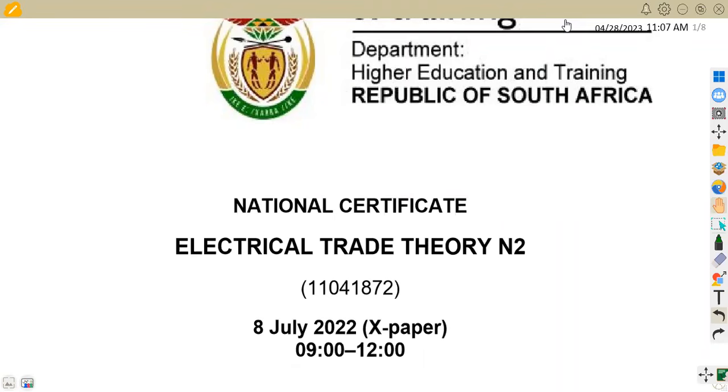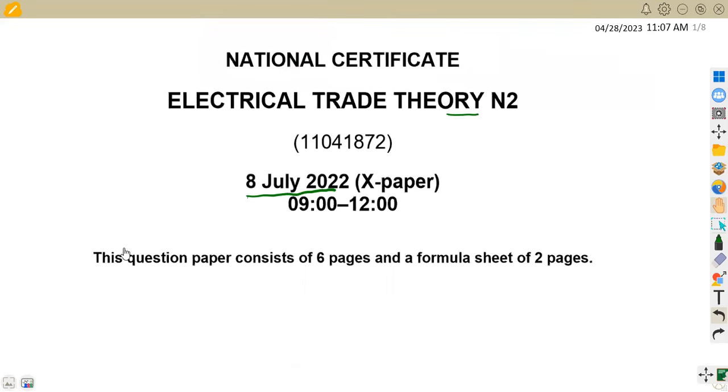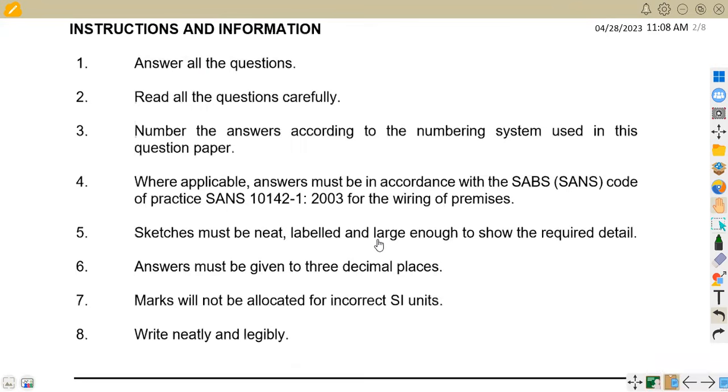Still working on electrical trade theory N2. In this case, we are going to be focusing on a full paper from the question paper which was written in July 2022. All right, so this is what we have, guys. Our paper is 6 pages. So we shall quickly rush through the paper and see what you're given.